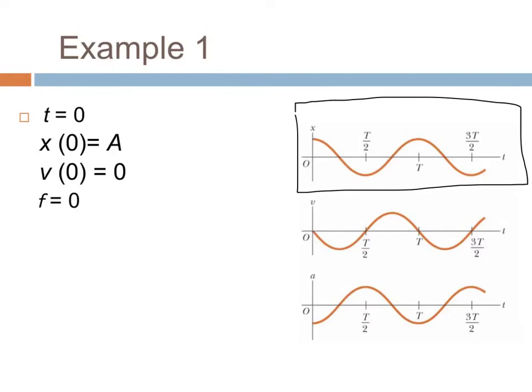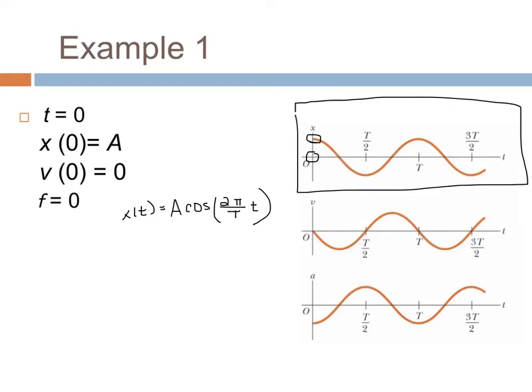Here we can see at time is equal to 0, my position is equal to the amplitude. So we can use that first equation that we saw. Our position function with respect to time is equal to A cosine(2π over period times time).